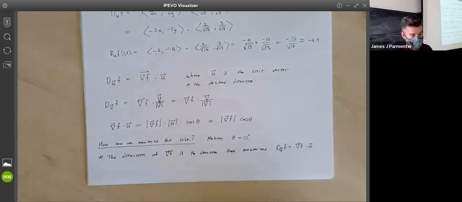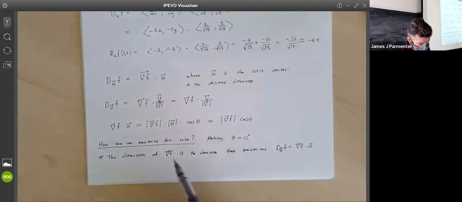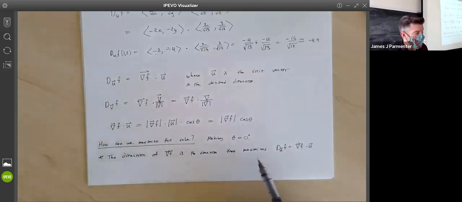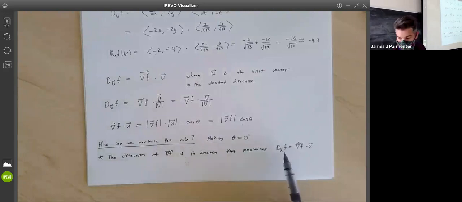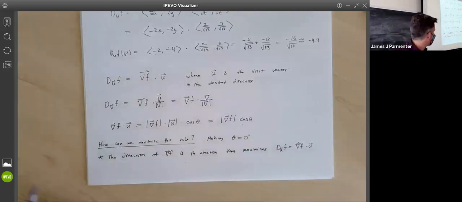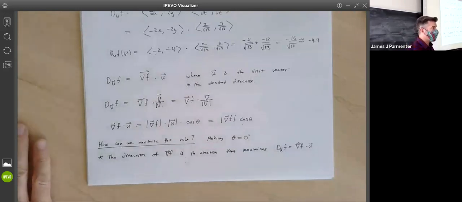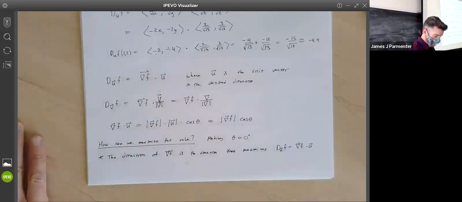Which again, from what I'm saying, should make some amount of sense. Right? I said before that the gradient is the direction of steepest increase. Well, that's just another way of saying the gradient is the direction where the derivative is the largest. And that's what we're saying here. The direction of the gradient is the direction that maximizes the directional derivative. And then the other thing, which is also true, is that the magnitude of the gradient is the largest the directional derivative can be.